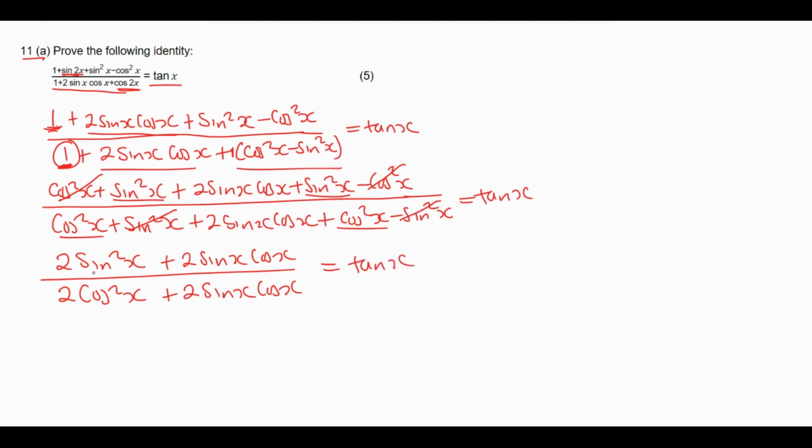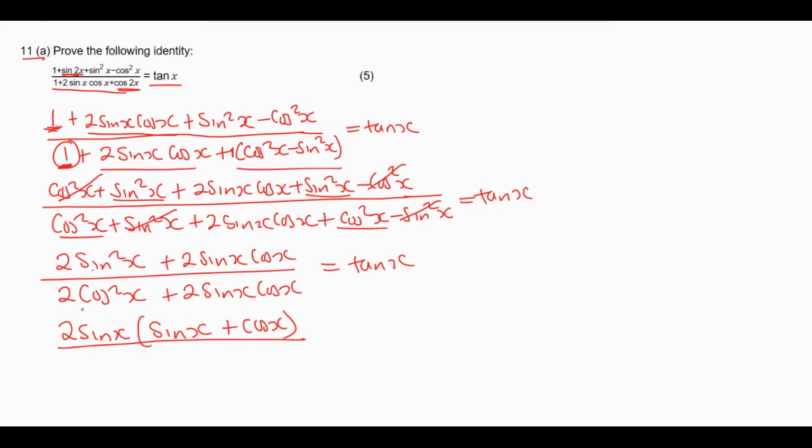Here we have the highest common factor. We can factor out 2 sine x. 2 sine x, and then 2 sine squared x divided by 2 sine x is sine x. And then 2 sine x cos x divided by 2 sine x is cos x.